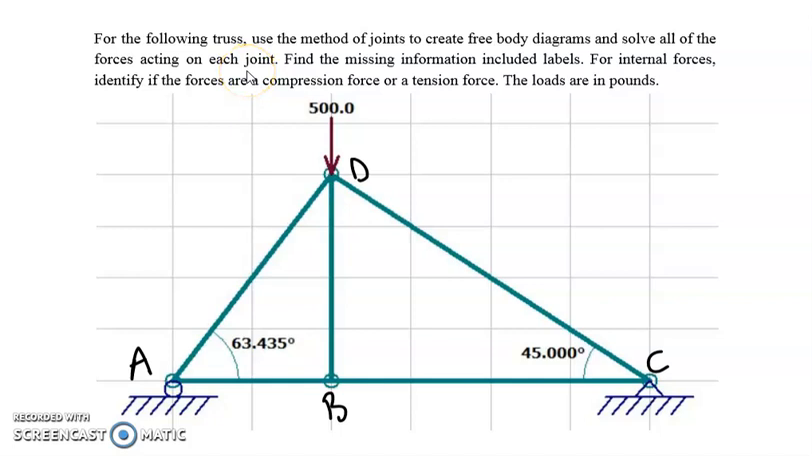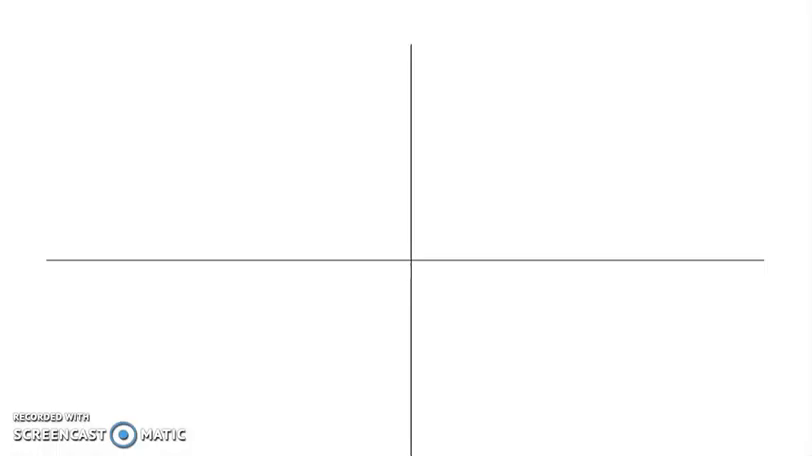Let's get started solving the truss equation. Use the method of joints to create free body diagrams and solve all of the forces acting on each joint. Find the missing information, include labels. For external forces, identify if the forces are compression or tension. The loads are in pounds. Let's get started solving the equation.